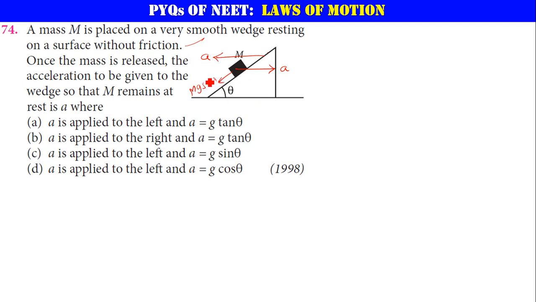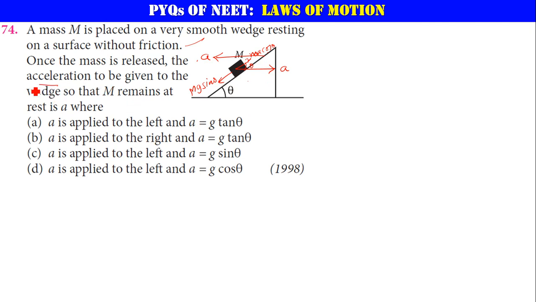Please be very careful. Don't get confused with this acceleration or this acceleration. The wedge has to be given the acceleration in this direction, so that the block will get an acceleration in the opposite direction. This a will have two components. This is theta. The component m a cos theta will take care of the block, so that it will not fall down. So you have to apply this acceleration in the direction of left.